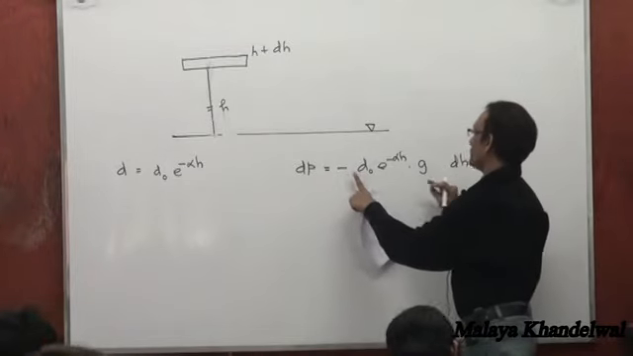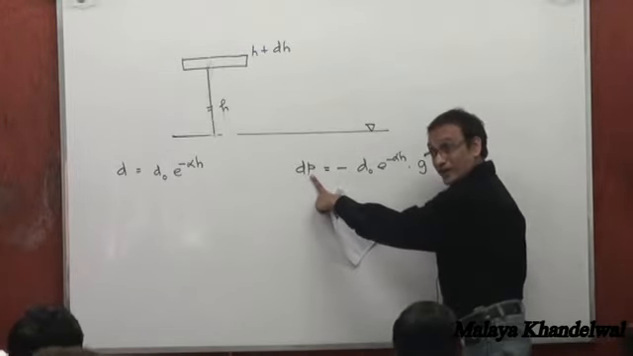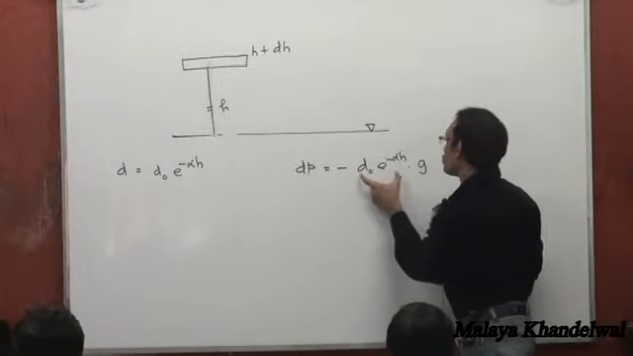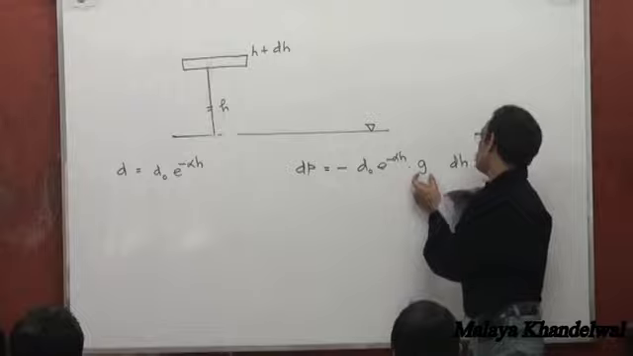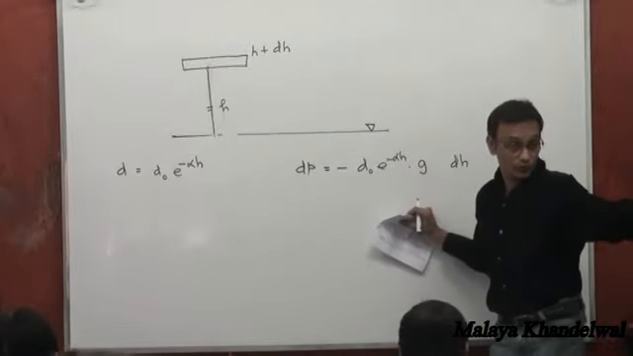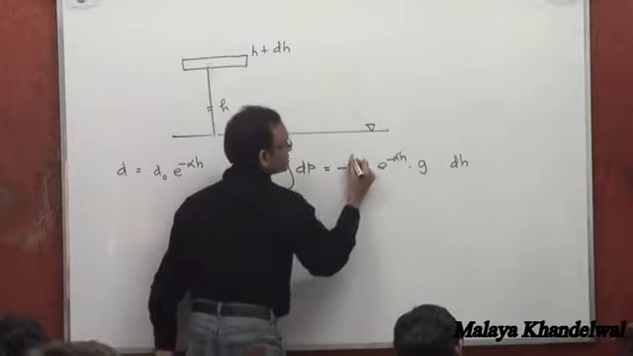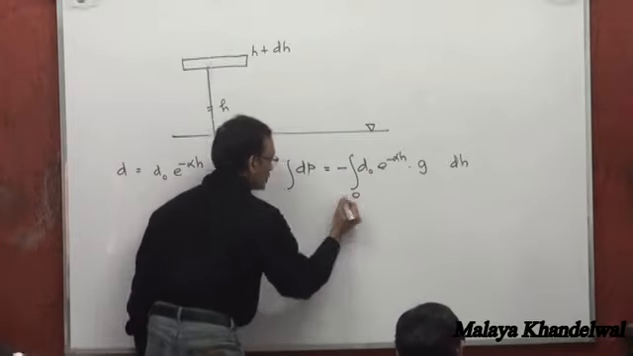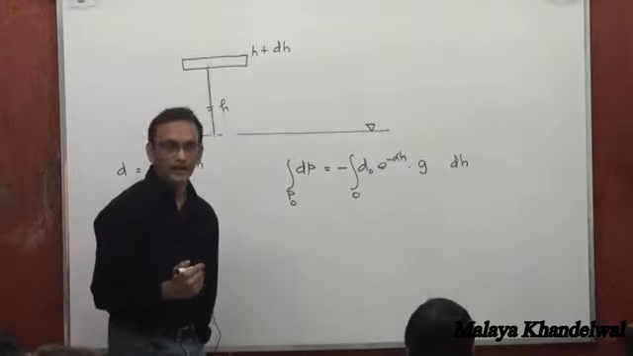The change in pressure would be negative, because dP/dh is negative, because pressure is decreasing with height, right? Instead of rho, we have rho naught e to the power minus alpha h, into g into the change in height. That's going to give me the change of pressure, yes or no? All that you need to do is integrate both sides. When h is 0, pressure is P naught, which is what you want to compute, right?